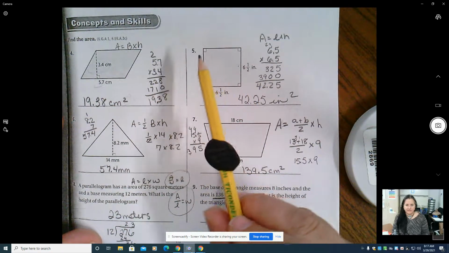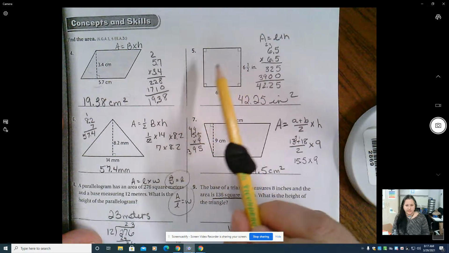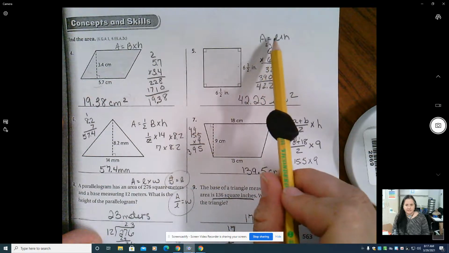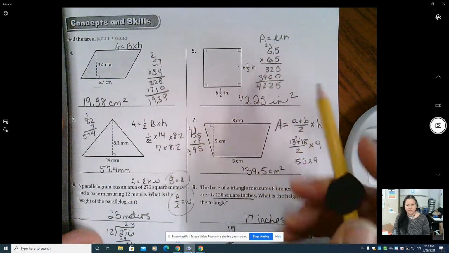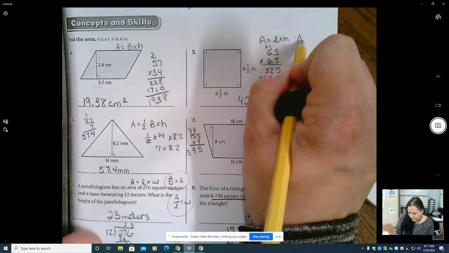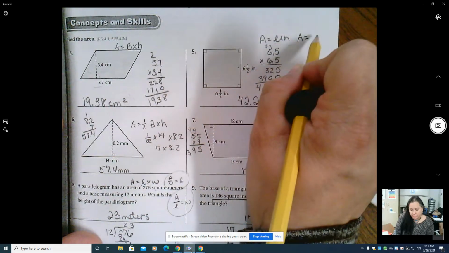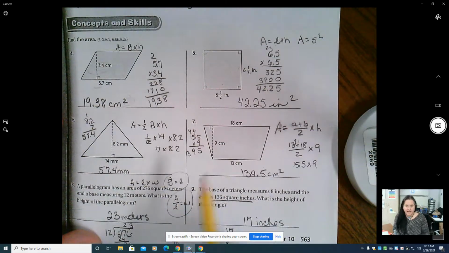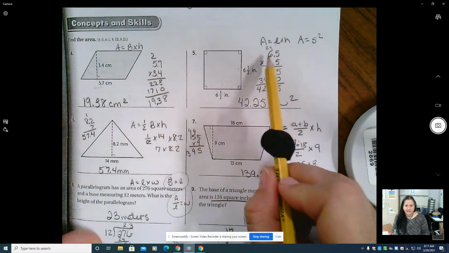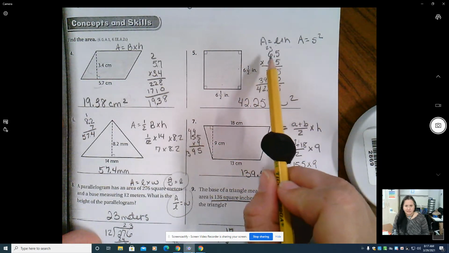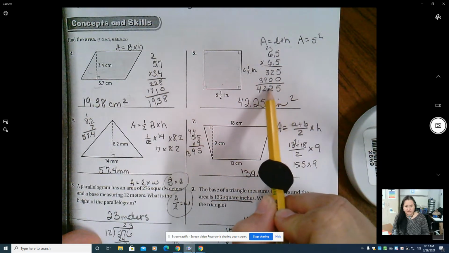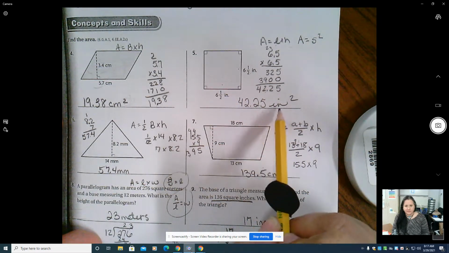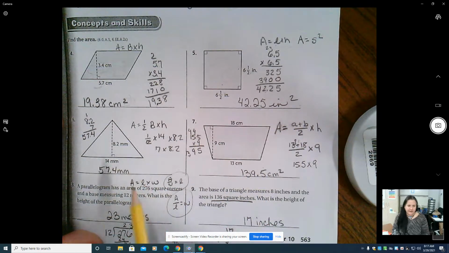Okay, then number five is a square. It is a square because these are the same. So this is length times height, or another formula for a square would be side squared. So side times side. And here I did side times side. I turned these into decimals, 6.5 times 6.5, and moved my decimal spot twice. And I had 42 and 25 hundredths of an inch squared for that area.